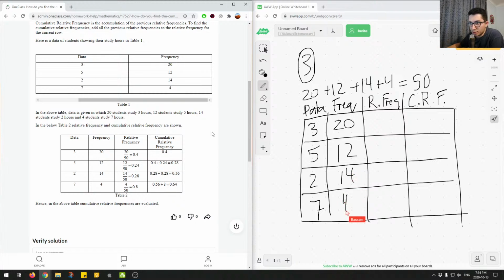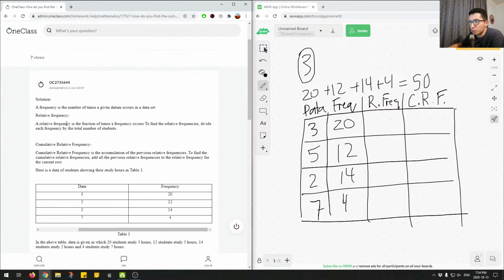So if you were given this in a question, you would be given this information right here, and you would need to go through how to calculate the relative frequency and the cumulative relative frequency, and you would have to try to figure that out. So let's go through the definitions again. So relative frequency is the fraction of times a frequency occurs.